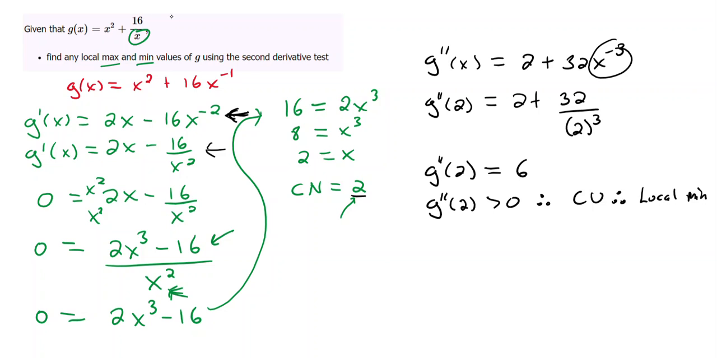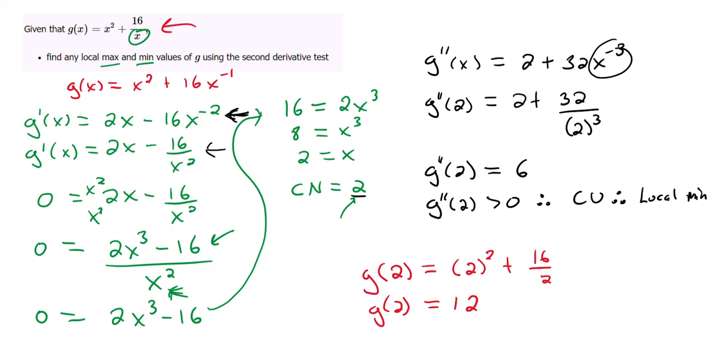So going back to the original, we can say g of 2 is equal to 2 squared plus 16 over 2. So then g of 2 is equal to 12. So we have a point. Therefore, we have a point at 2 comma 12.